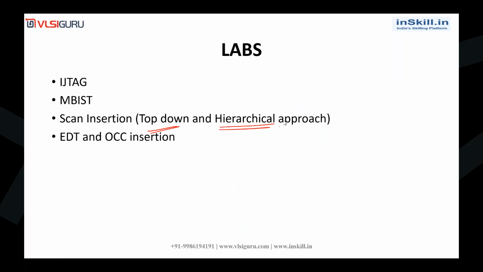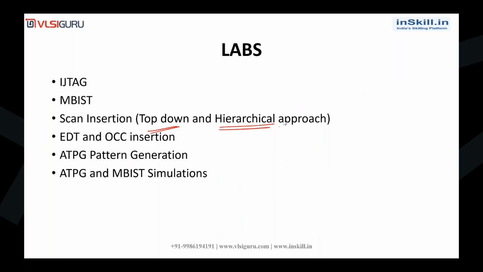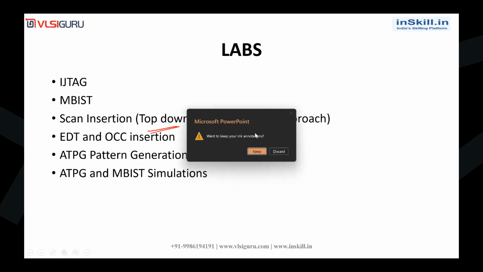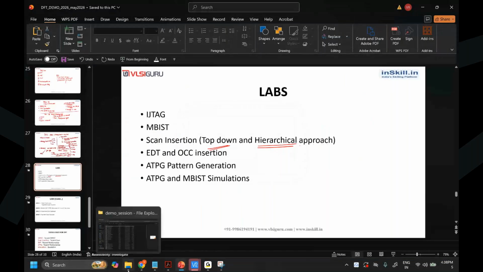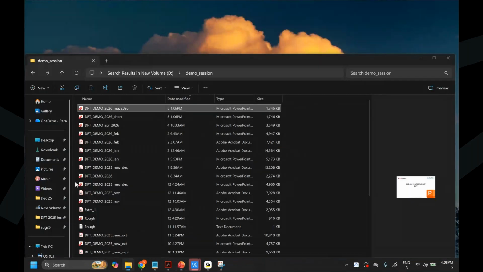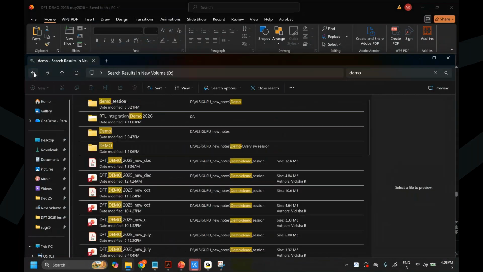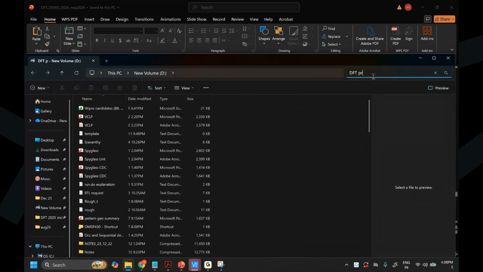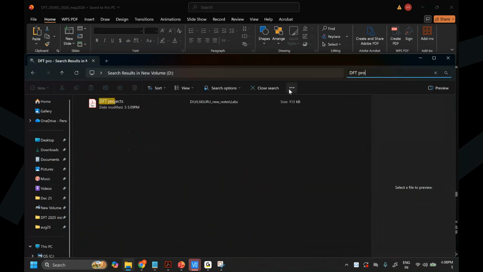So EDT and OCC insertion, and then ATPG pattern generation. So ATPG and MBIST simulations. All these things we will try to understand. And let me give you a more detailed explanation about the labs. So let me just open this document.